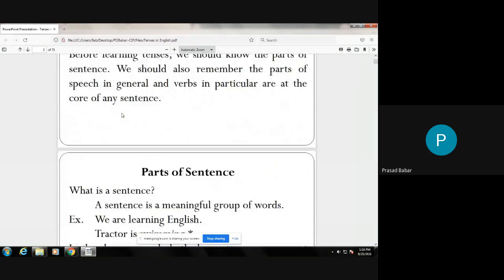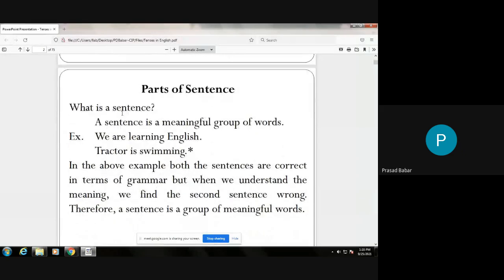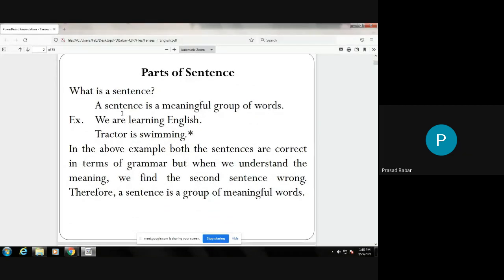So before learning the tenses, let's first discuss the sentence. Okay, and parts of a sentence. So first of all, what is a sentence? What is a sentence that we will study or we will see? Okay, so what is a sentence?